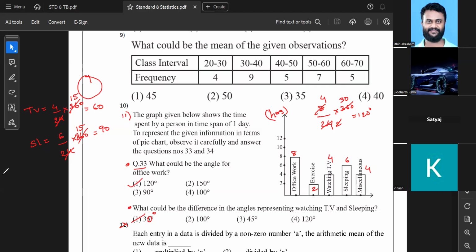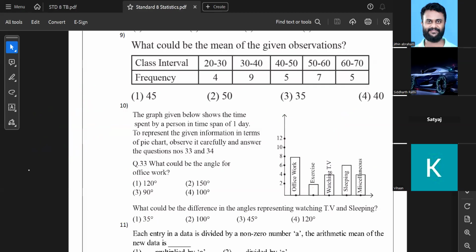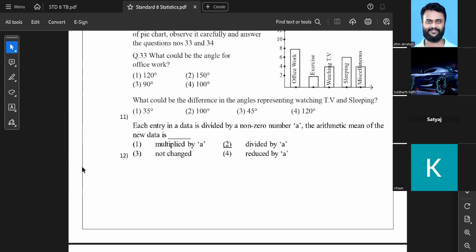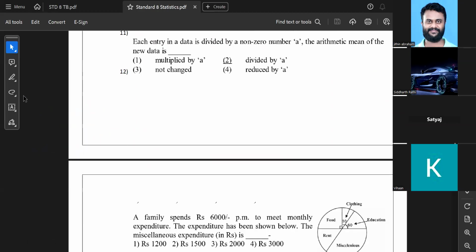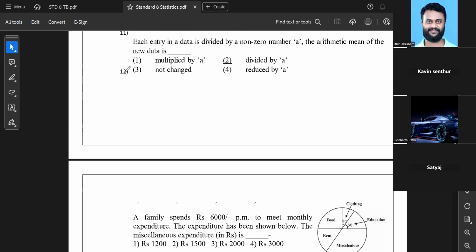Proceeding further. Sir, I have a question that is not related to statistics. Can I ask it at the end of the class? Yes. Thank you, sir.